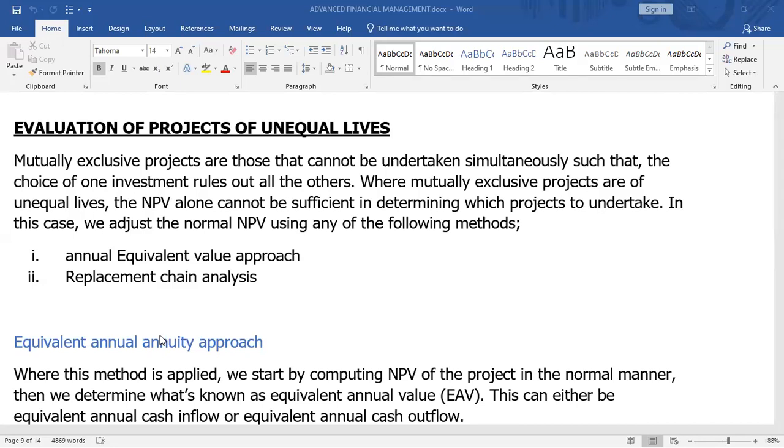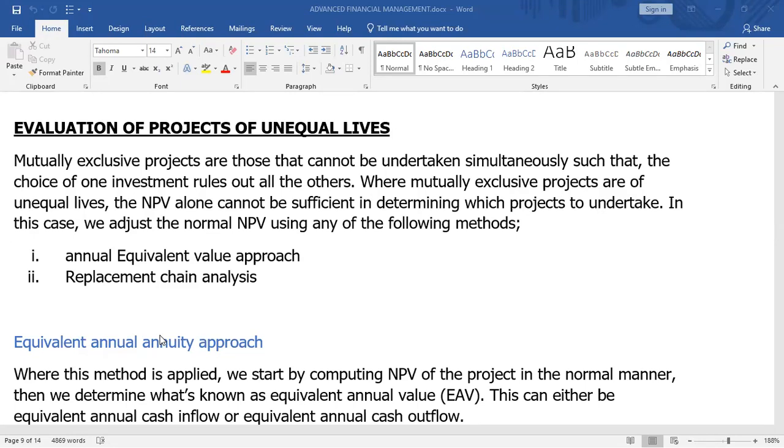Today we are finalizing topic 1. I just wanted to look at evaluating a project of unequal lives. Before, we were doing the techniques of measuring risk. We did simulation analysis. We have done decision tree. We have already done certainty equivalent coefficients. We have already done capital rationing, utility.